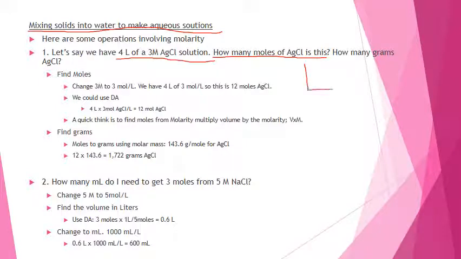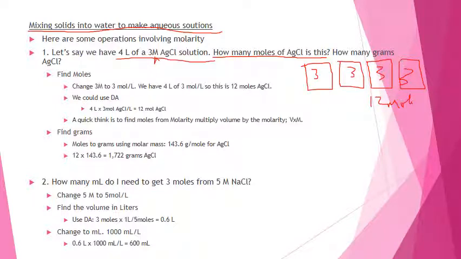Okay, so you have 4 containers. We'll do the math, but conceptually it makes sense. Each one is a liter, and each one has 3 moles per liter. So how many total moles is that? Well, that's 12. And then how many grams? Well, you figure out the molar mass and multiply that by 12, and you get that amount.